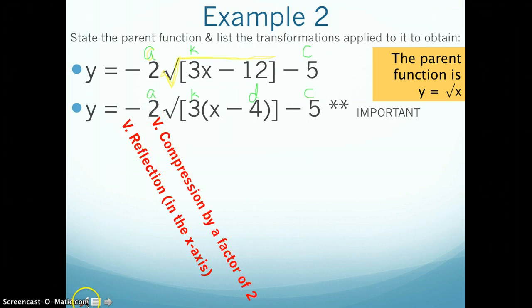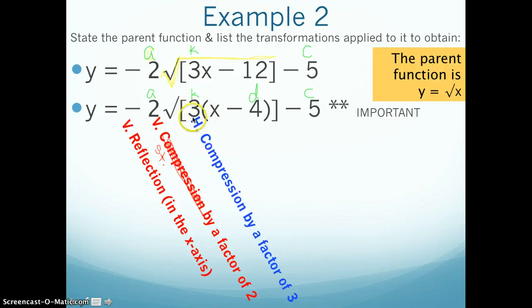Oops, that's supposed to say stretch. Let me just fix that right now. This is not a compression. This is a stretch. Okay, stretch, stretch, stretch, not a compression. Teachers make mistakes too. Okay, so the next thing is the k value.